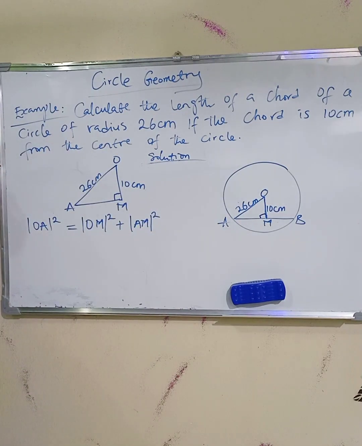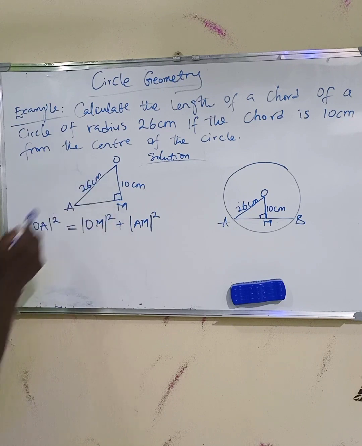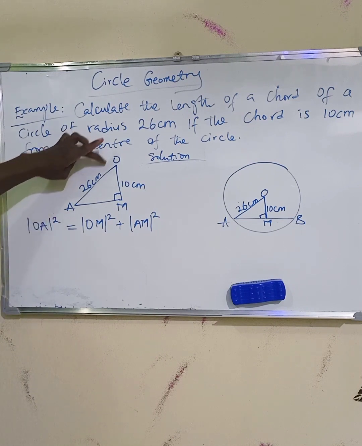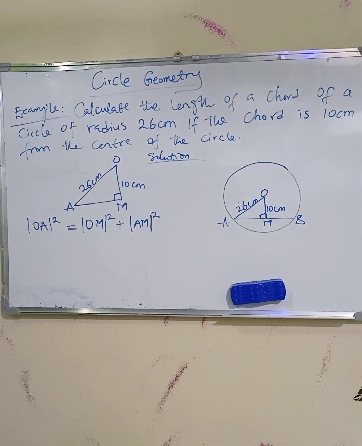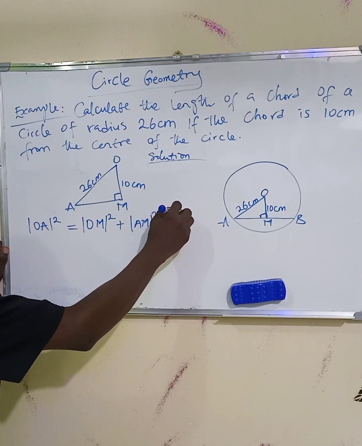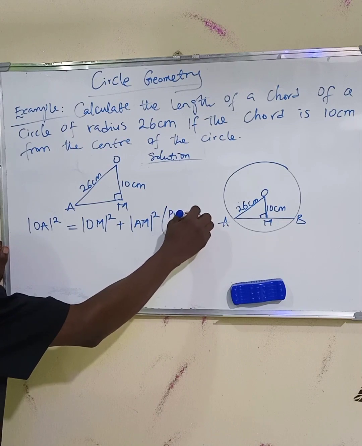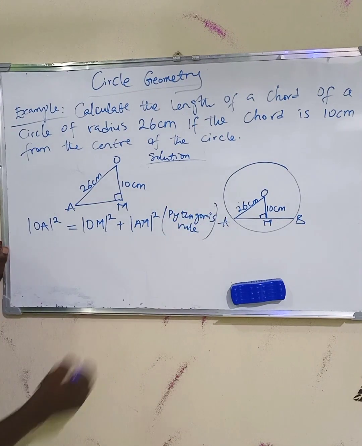Don't forget that Pythagoras theorem says that the hypotenuse is the side facing the 90 degrees, and it is the longest side. The square of the length of the longest side of a right angle triangle is equal to the sum of the squares of the other two sides. So that is Pythagoras rule. Let us state it. Pythagoras rule. This is the rule we are using.